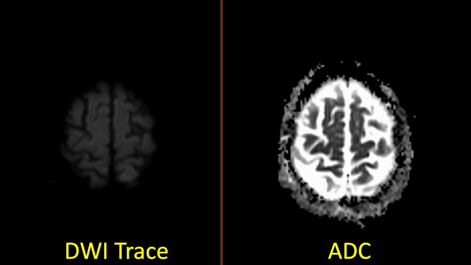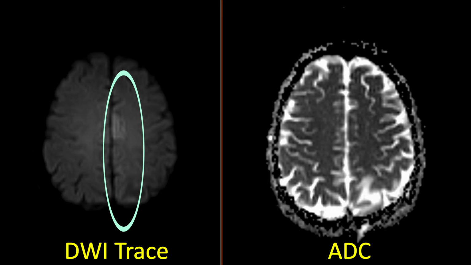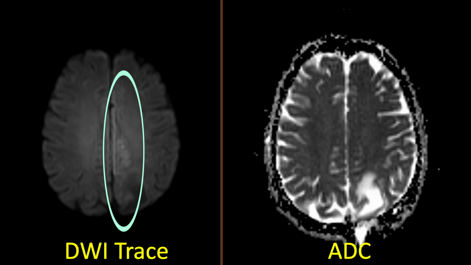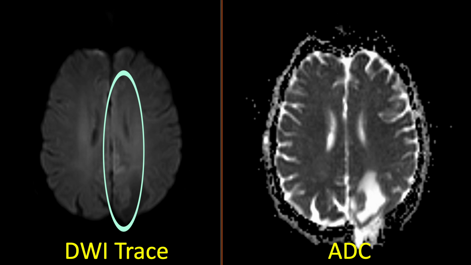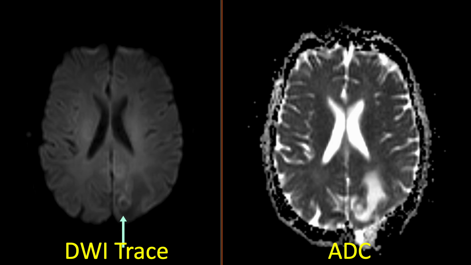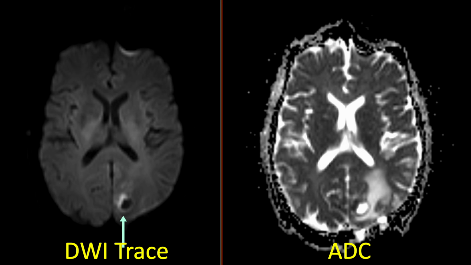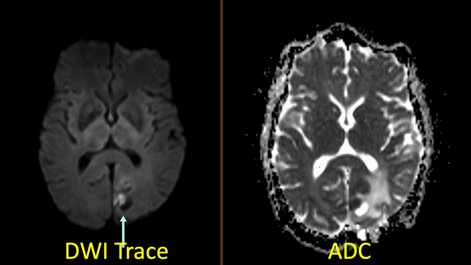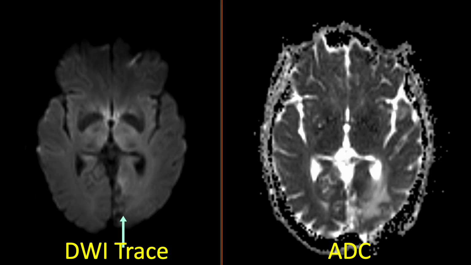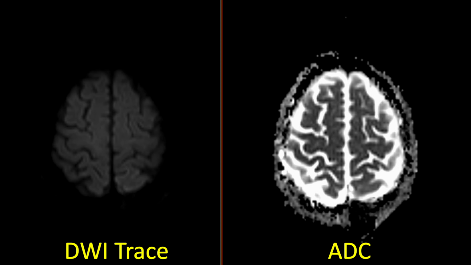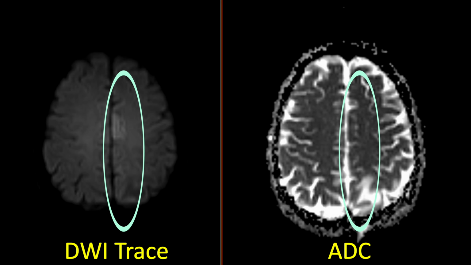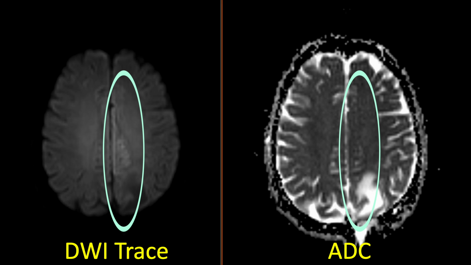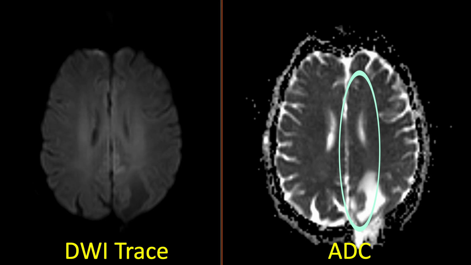In this example, you can see there is very subtle restricted diffusion within the left cingulate gyrus, best seen on the DWI trace image, which connects with this known old treated metastasis in the left occipital lobe. This is a great example of, again, why you need to look at both the DWI trace and ADC images. It would be very easy to miss this if only looking at the ADC.